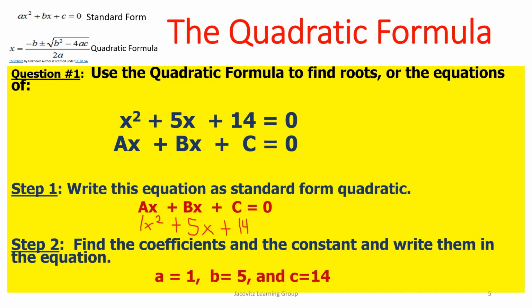Okay, so let's go right in here. Here's your equation: x squared plus 5x plus 14 equals 0. When you write this into your standard form, ax squared plus bx plus c, you don't have anything in front of the x squared. But it is understood that when x squared is alone, it's implied it's a 1. It's invisible. So you have a equals 1, b equals 5, and c equals 14.